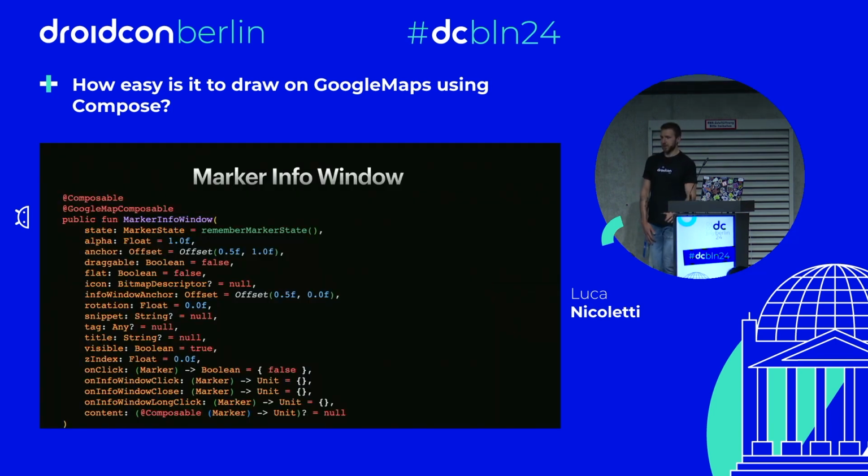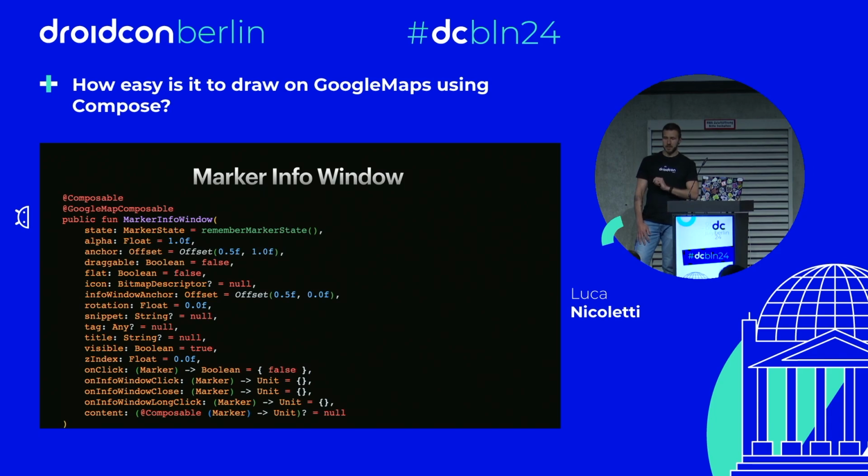If you want to display something when the user taps on a marker, you want to use the marker info window function. This is to be used in place of the marker one. It draws the marker by default and then handles the content, which is a composable function that you can customize entirely. It sets a state as the marker to place it in the correct position of the map.